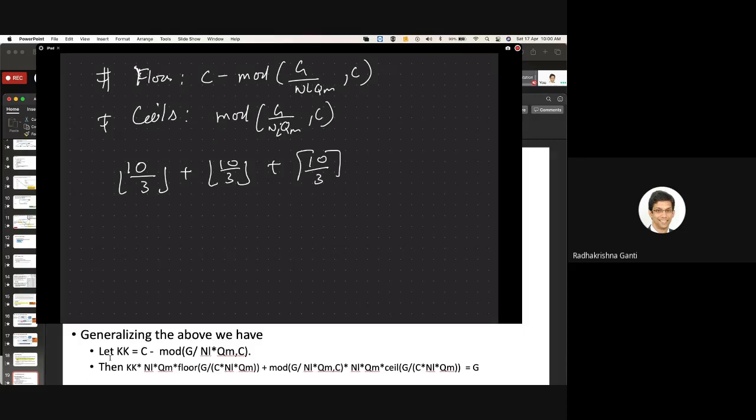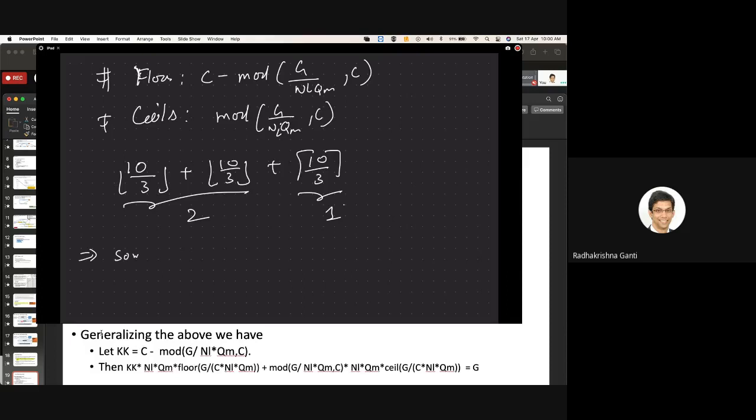How many ceilings are there? That is mod of 10 comma 3, which is the remainder of 10 when you divide by 3, which is 1. So one ceiling will be there. 3 minus that will be the number of floors, which is 2. That's how you divide the bits across different code blocks. Now we know how to compute the effective length of each code block.